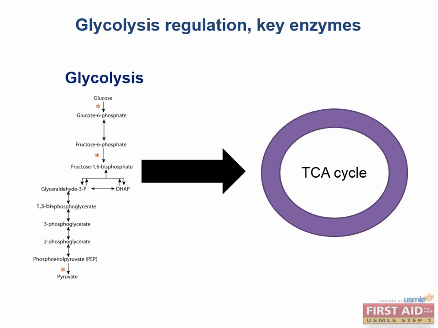On to the next metabolic process, the TCA cycle, otherwise known as the Krebs cycle. Pyruvate dehydrogenase is the enzyme that links glycolysis, which takes place in the cytosol, to the TCA cycle in the mitochondria.